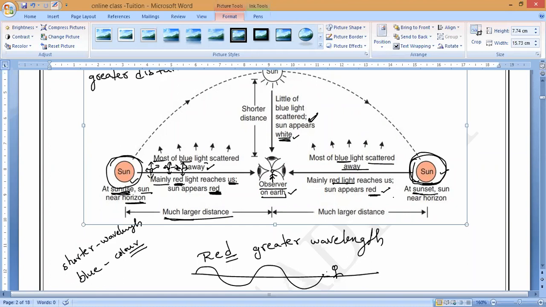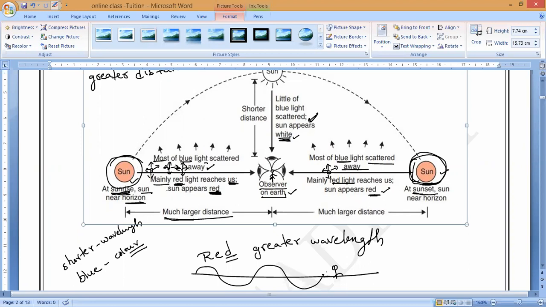Do you understand? The blue light scattered down, sir? It will be scattered away, not down. It will be scattered away when it is traveling a long distance, because of the long journey, everywhere by the atmospheric particles. So finally, only red light will reach us during morning and evening, during sunrise and sunset. That is why the sun appears to be red in color.